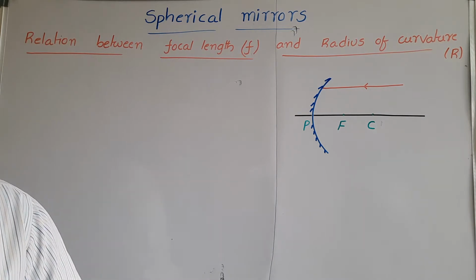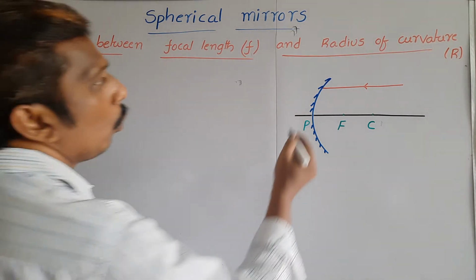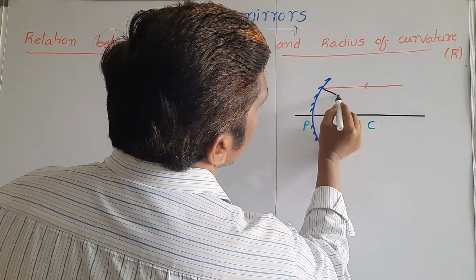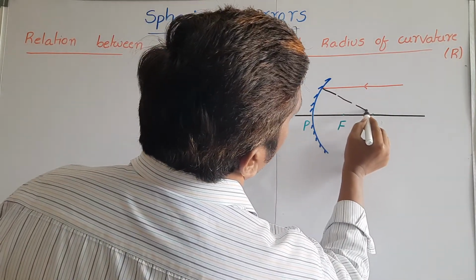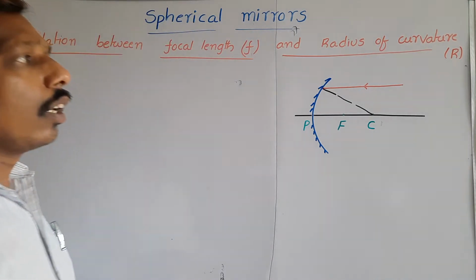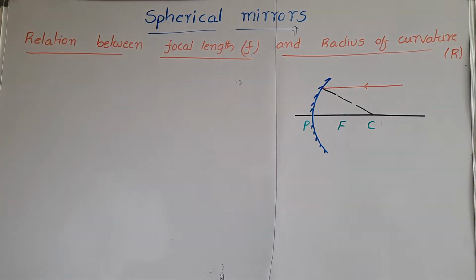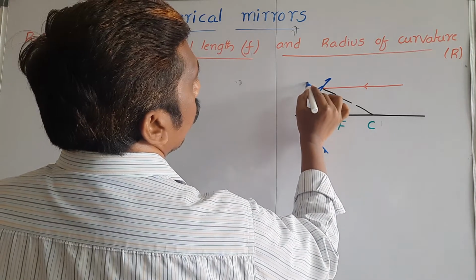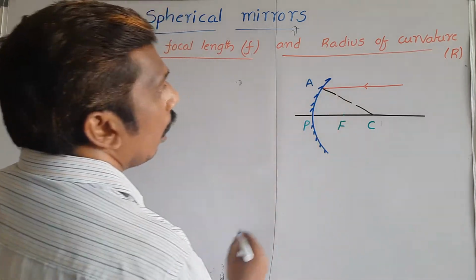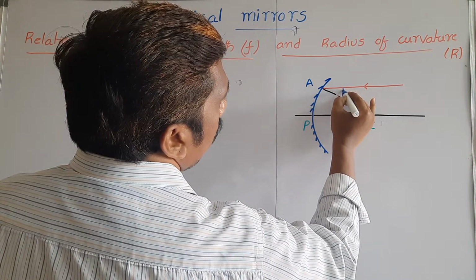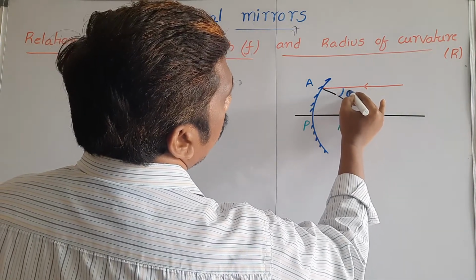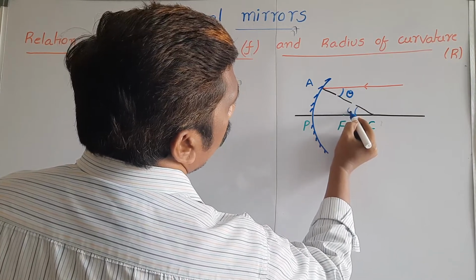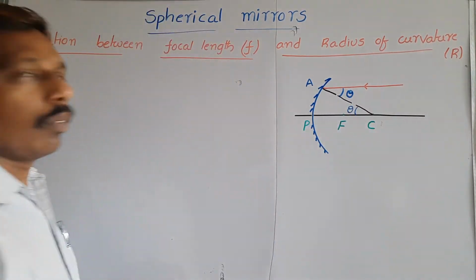Whenever a light ray is incident, first we draw a normal. The line joining the point of incidence and the center of curvature is called the normal. The point of incidence is taken as A. The angle between the incident ray and the normal is taken as theta. This angle is also theta because alternate angles are equal.